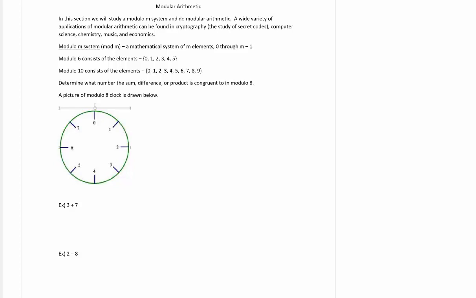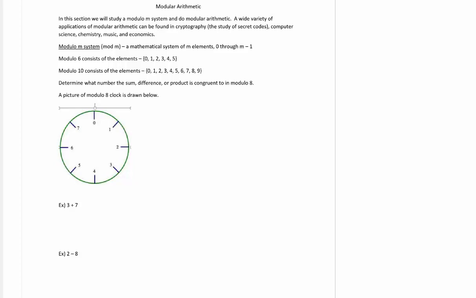In this video, we're going to start talking about modular arithmetic. So a modulo M system, or mod M, is a mathematical system of M elements 0 through M minus 1. So for instance, modulo 6 contains the elements 0 through 5, and modulo 10 consists of the elements 0 through 9. All right, so I want to determine what the number of sum, difference, or product is congruent to in mod 8. So there's a picture of a modulo 8 clock drawn below.